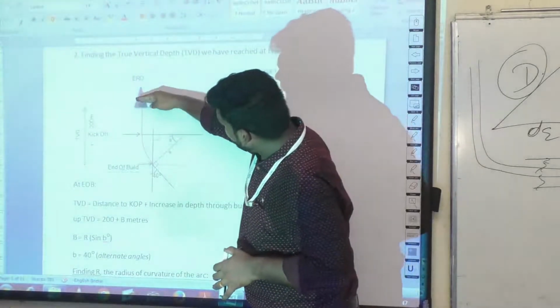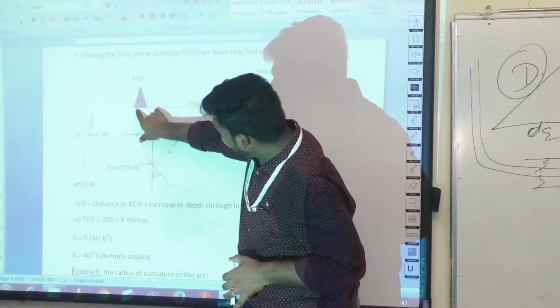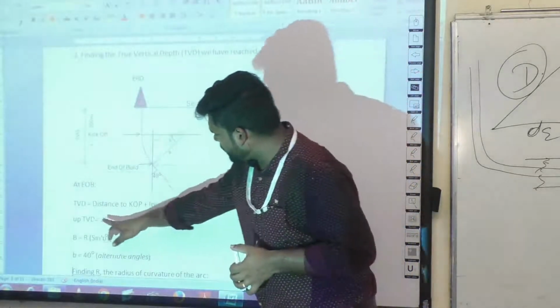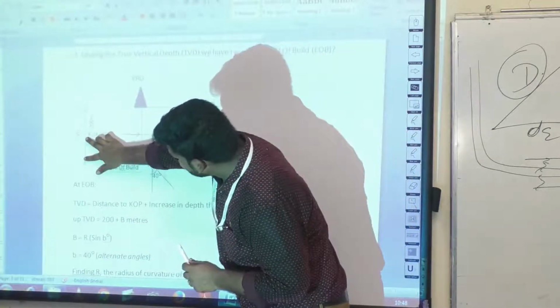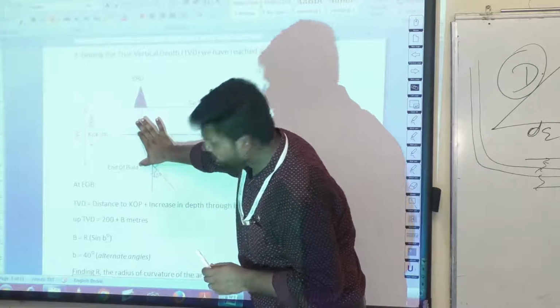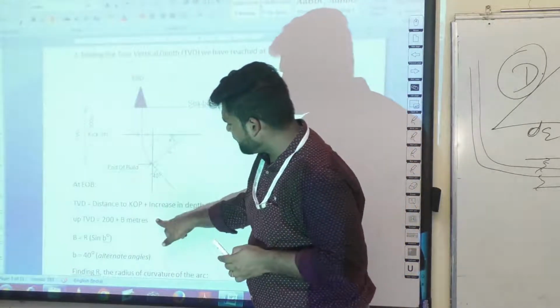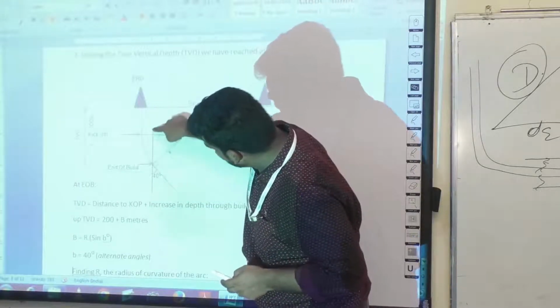Okay, so true vertical depth is equal to this vertical section plus this section, right? So TVD is equal to 200 plus, take this as B meters. Take this as B. So 200 plus B meters. So how can we find this B? How can we find this angle? How can we find this straight distance?